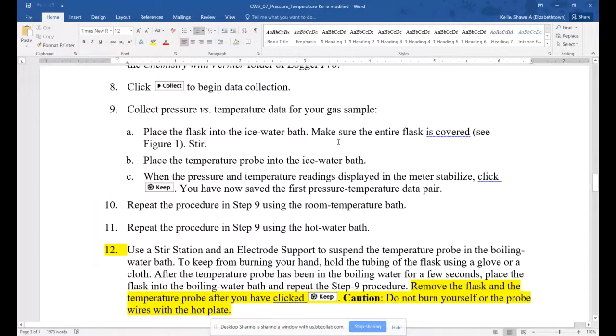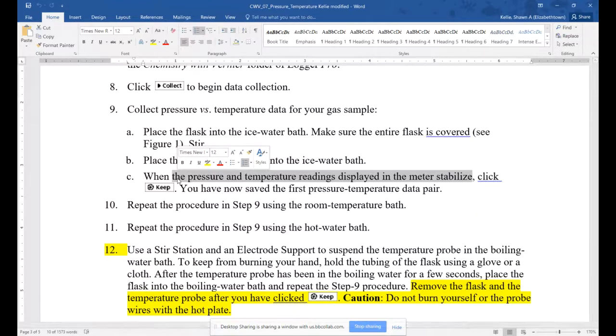You're going to place the flask into the ice water bath. Make sure the entire flask is covered by the ice water bath and stirring. Place the temperature probe directly in the ice water bath. When the pressure and temperature readings have stabilized, and remember, you're probably not going to get stabilization in the last sig fig for your pressure, but you should be able to get the thousandths, hundredths, and tenths fairly stable. Once you get that stabilized, click keep. You now have your first pressure temperature pair.